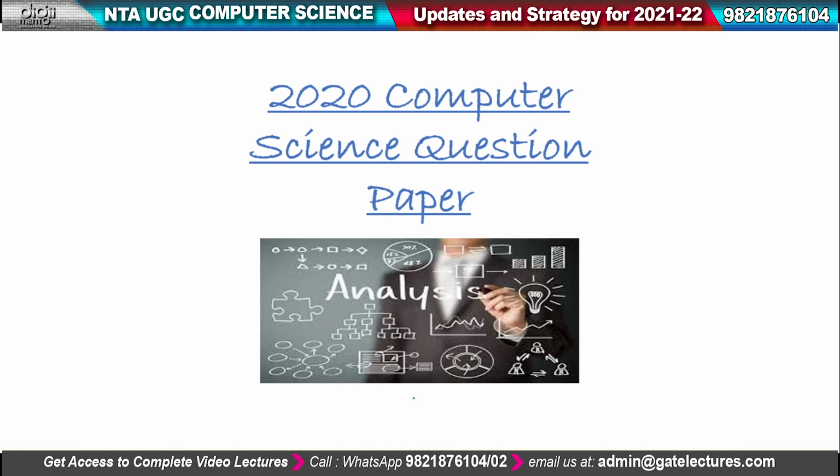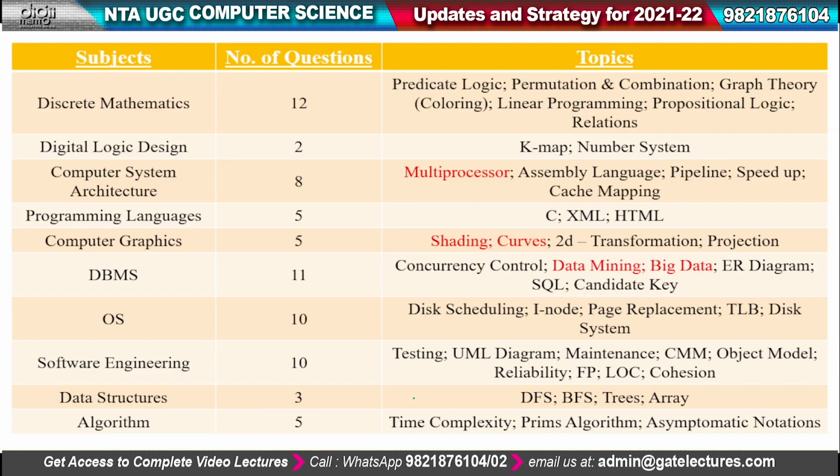I have tried to make a table of all the subjects, and I have tried to note down the question numbers from each particular subject, plus the topics from where the questions were asked. If you see here, the first subject is discrete mathematics. The subjects are ordered as they are ordered in your PDF series, so in that series I have marked the subjects. From discrete mathematics, 12 questions were asked.